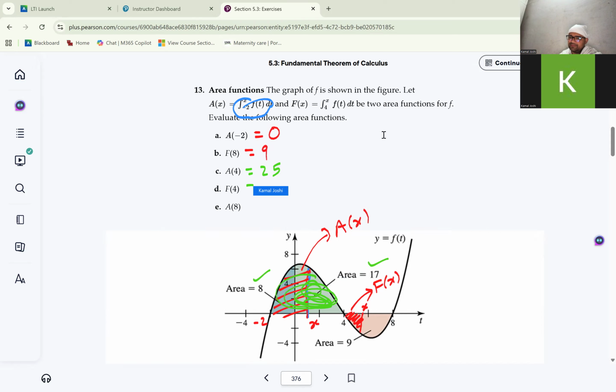F of 4, again, because you are starting from 4, F of 4 will be 0. And, oh, one thing I forgot to write clearly earlier. F of 8 is -9, not 9. Sorry about that. F of 8 is -9 because it is below the x-axis. I remember that now because if I have to compute A of 8, that is going to be this 25 minus 9. Right? 25 above the x-axis, 9 below the x-axis. That's 16.